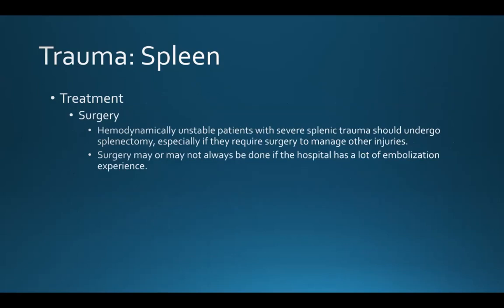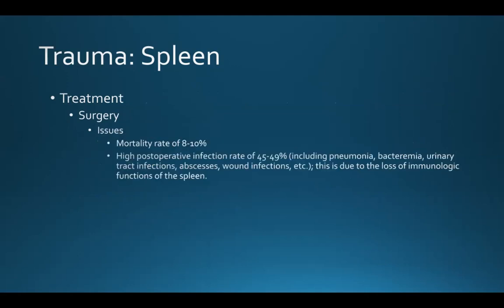Generally speaking, hemodynamically unstable patients with severe splenic trauma should undergo splenectomy, especially if they require surgery to manage other injuries. But recognize that if a hospital has a lot of embolization experience, surgery may or may not be the first choice of treatment for these patients.